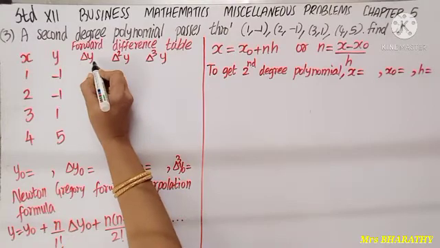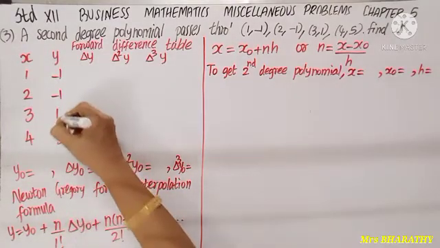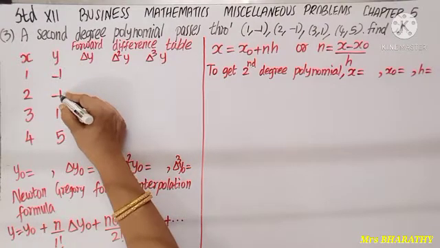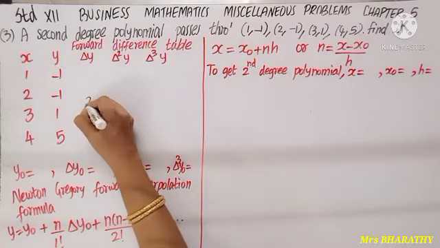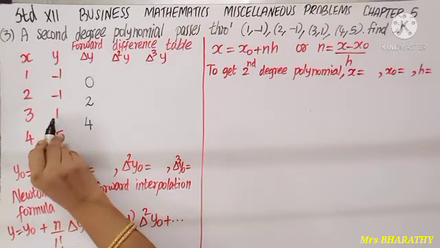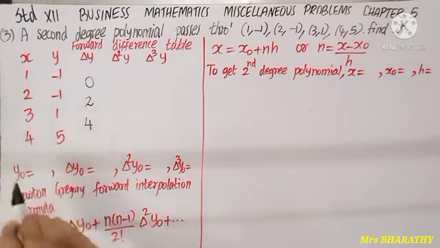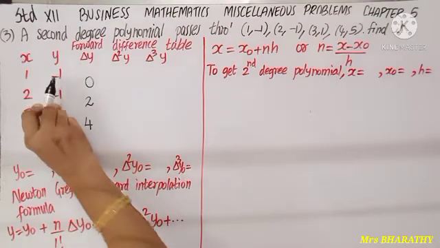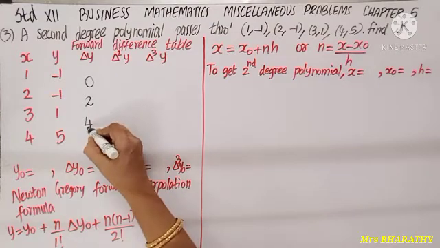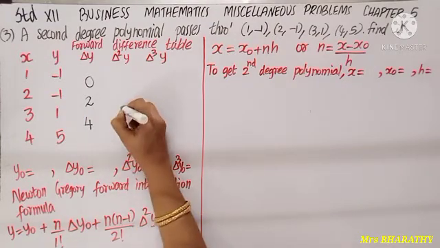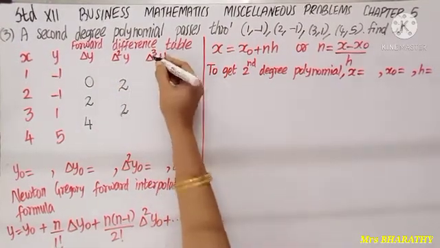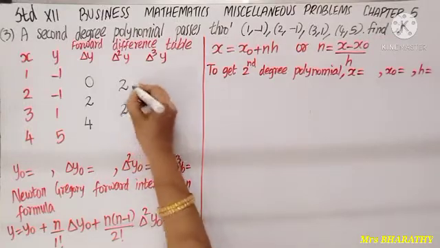Del y. How do we do it? We keep subtracting. 5 minus 1. 1 minus of minus 1. 1 plus 1. Minus 1 plus 1. To get del square y, again subtract 4 minus 2, 2 minus 0. To get del cube y, again subtract 2 minus 2.